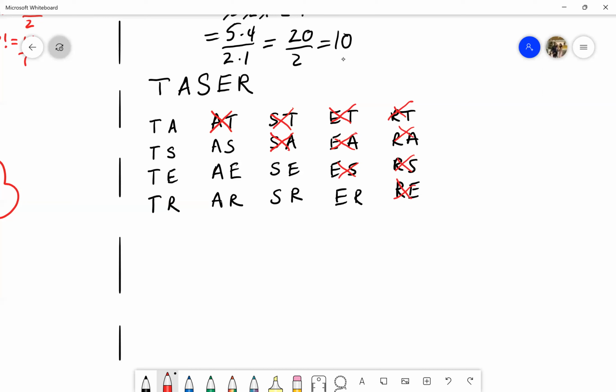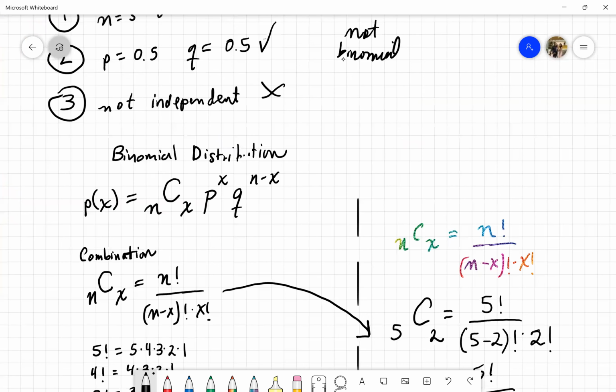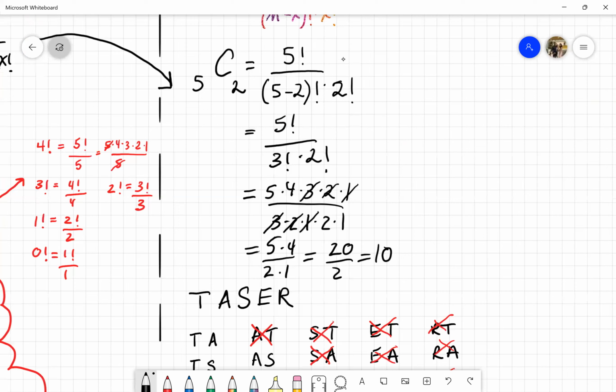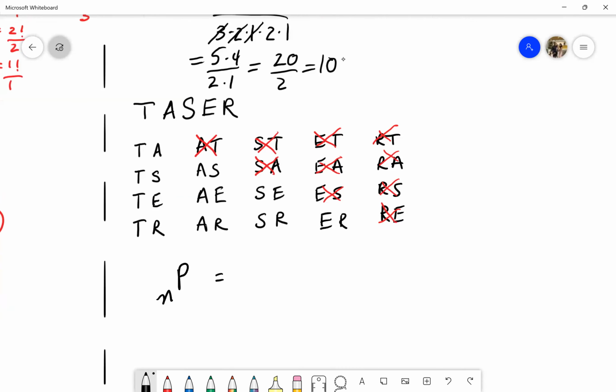If the order matters, that means that TA and AT are two different things. So that's called a permutation. The formula for a permutation is nPx. Let me write nPx. So the formula for a permutation is n factorial divided by n minus x factorial, and you're done.